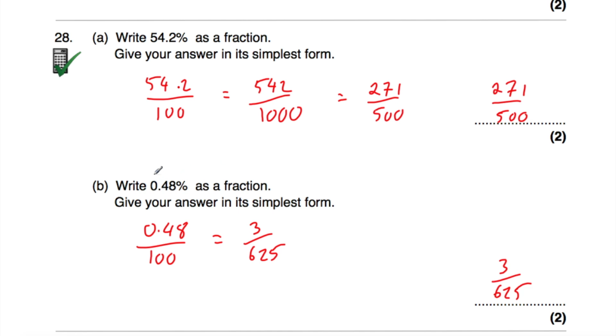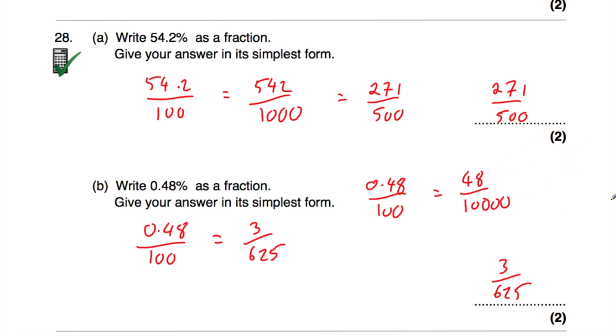Alternatively, we could look at this 0.48 and write it as 0.48 out of 100. Then we could multiply both these numbers by 100 to get 48 over 10,000, and then we could cancel that down using the calculator to help us, because they're both divisible by 2 and so on. You just keep dividing, and that's it.